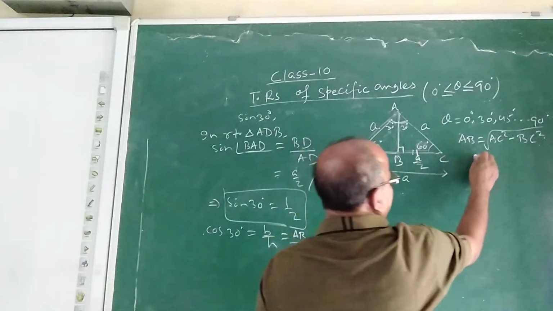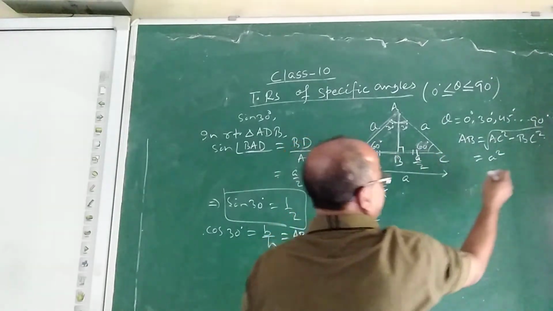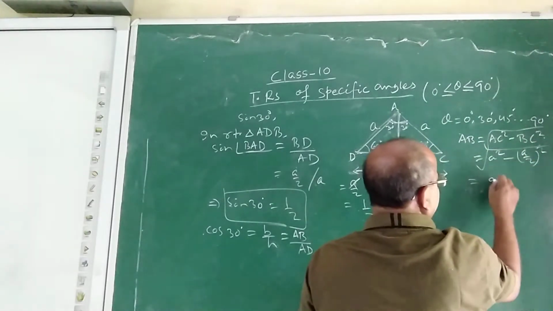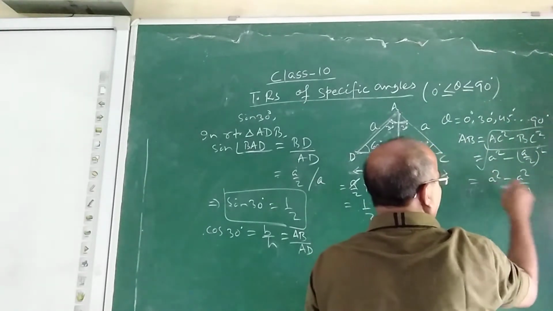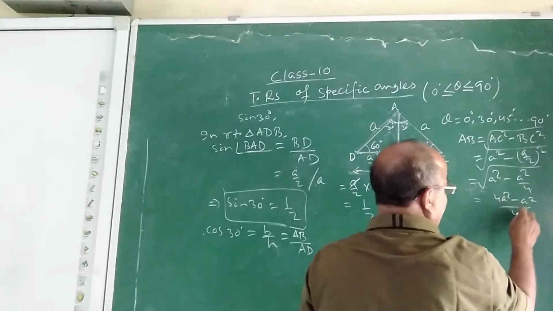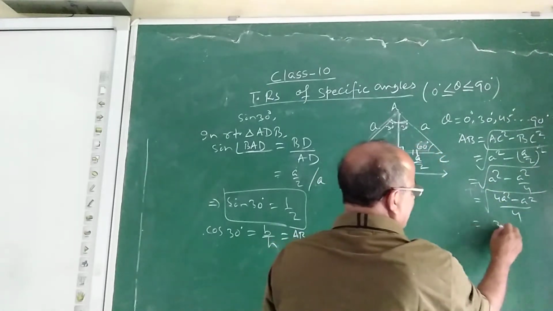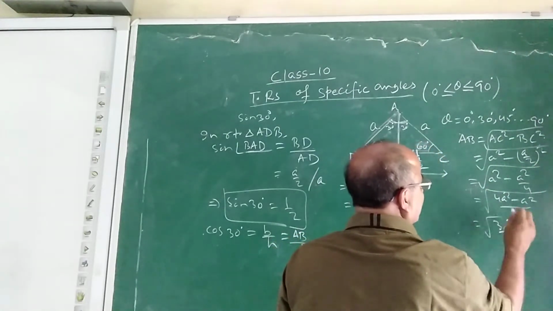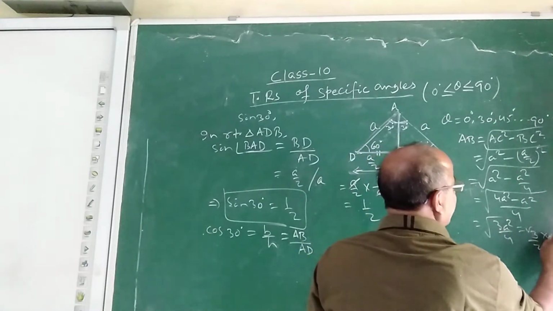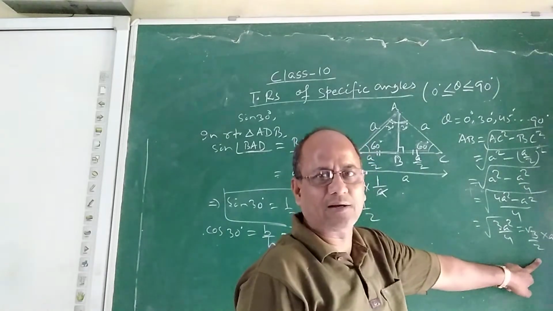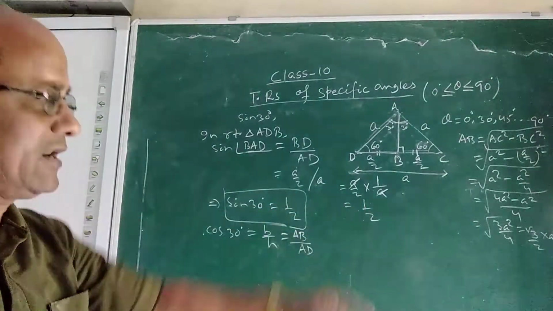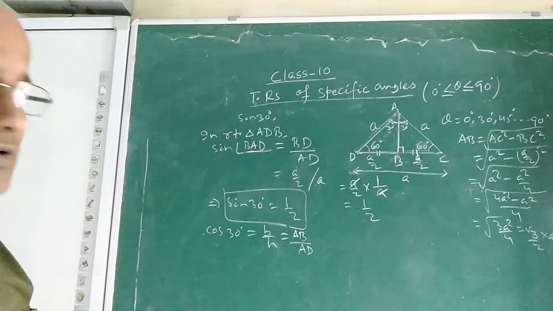Now what is the value of AC? AC is A, so A square, and what is the value of BC? Minus A by 2 whole square. Take the square root. It is A square minus A square by 4. Take the square root and simplify. 4A square minus A square by 4. Take the square root. It will be 3A square divided by 4, and the square root is root 3 by 2 into A. This is the formula to find the altitude of an equilateral triangle, that is root 3 by 2 into A.